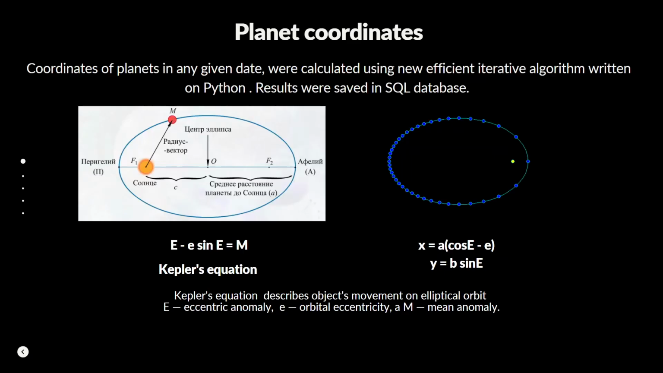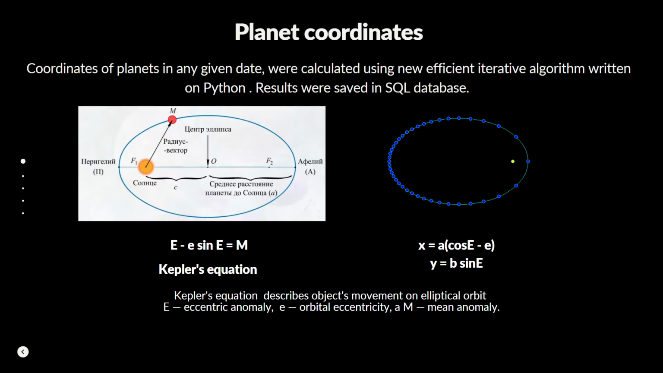So how do we do this? First of all, we calculated planet coordinates. For that, we used Kepler's equation and derived the eccentric anomaly. And using an efficient iterative algorithm, we get this value, and using the formula of x and y coordinates of planets, in any given date. These results were stored in an SQL database and compared to NASA.